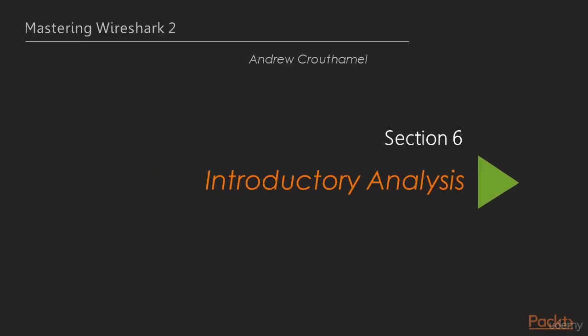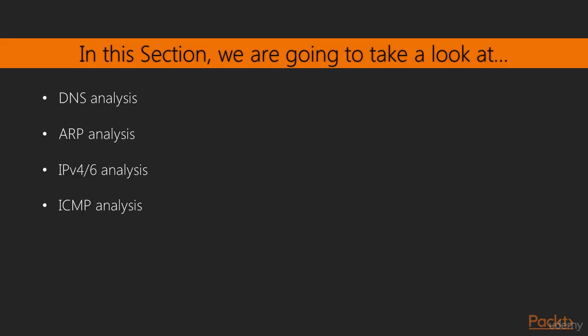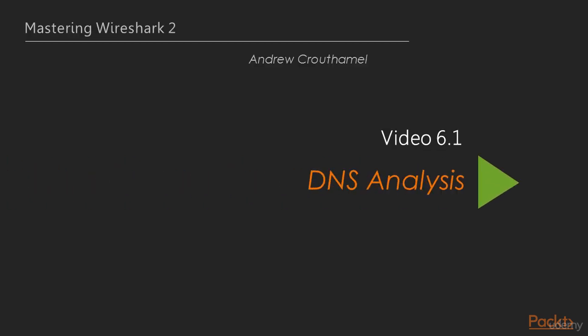Welcome to Section 6, Introductory Analysis. In this section, we're going to take a look at DNS analysis, which is resolving domain addresses into IP addresses, ARP analysis, which is resolving IP addresses to MAC addresses, IPv4 and v6 analysis, and some ICMP analysis and how it's useful to you. Welcome to the video of DNS analysis.